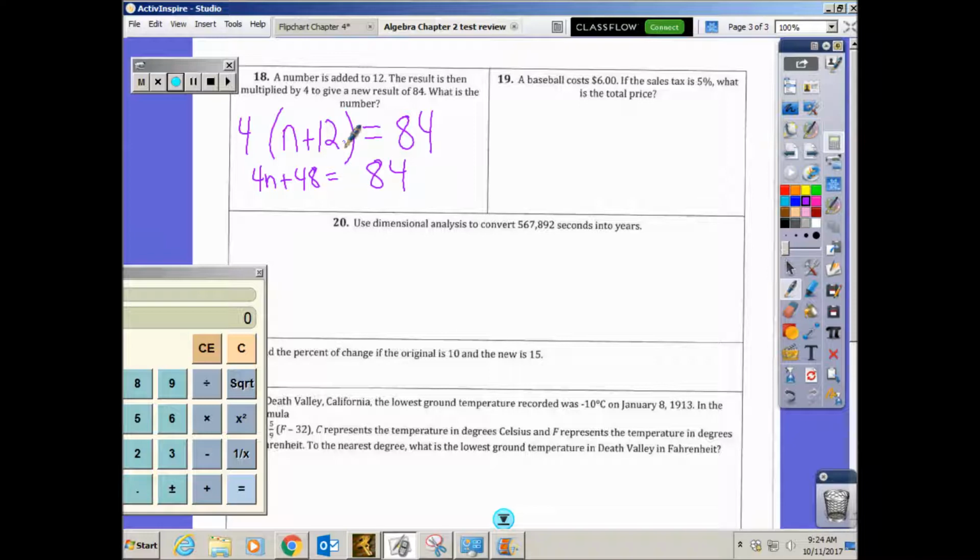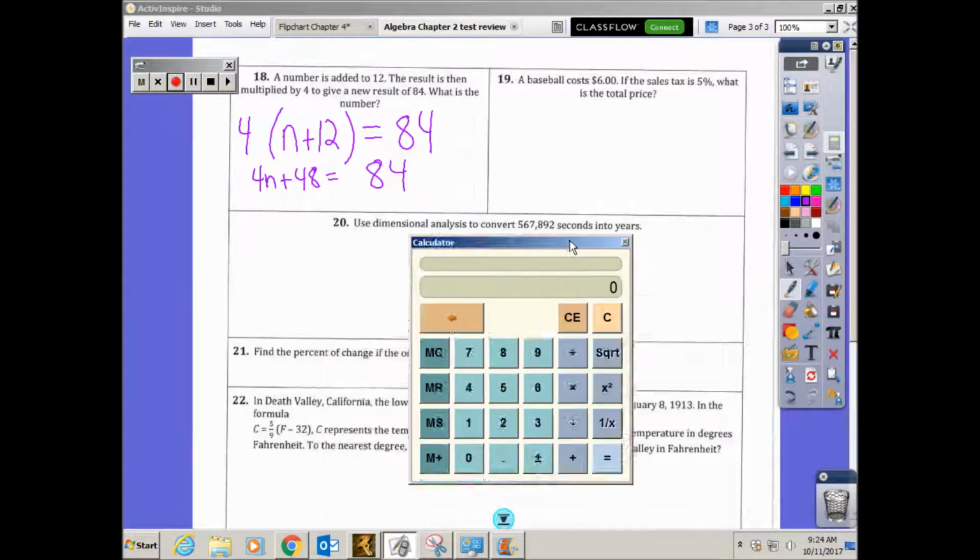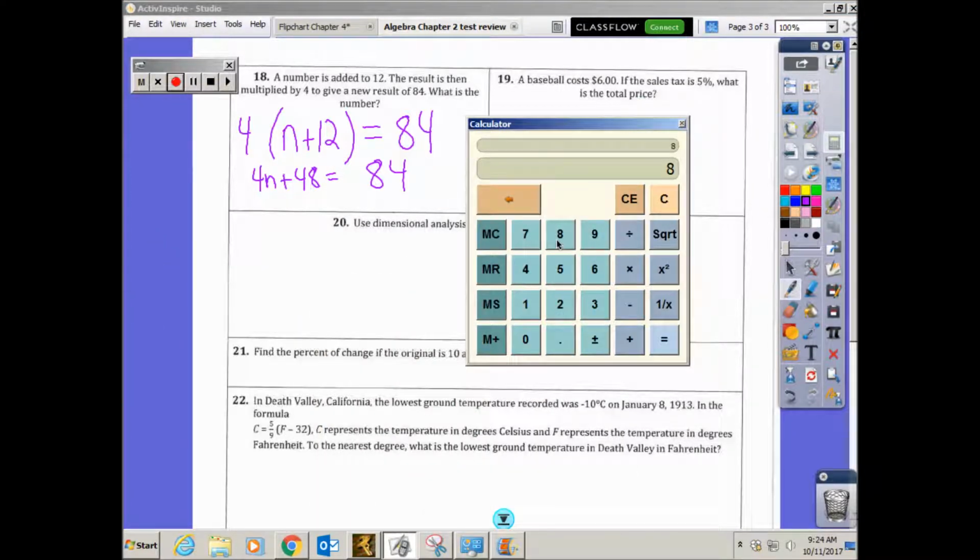So we first had to be able to write an equation. Again, the number is added to 12. That's magic boxes format. That's what I've told you to do. Put your addition or subtraction after the variable. This whole thing is multiplied by 4. So 84 minus 48 is 36. So if 4n equals 36, n equals 9.